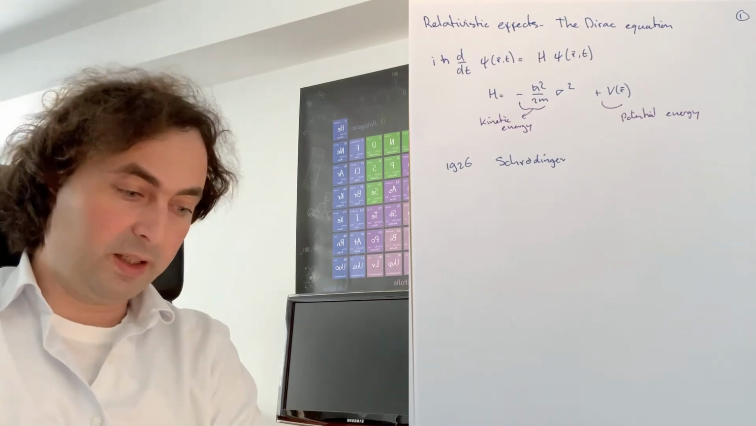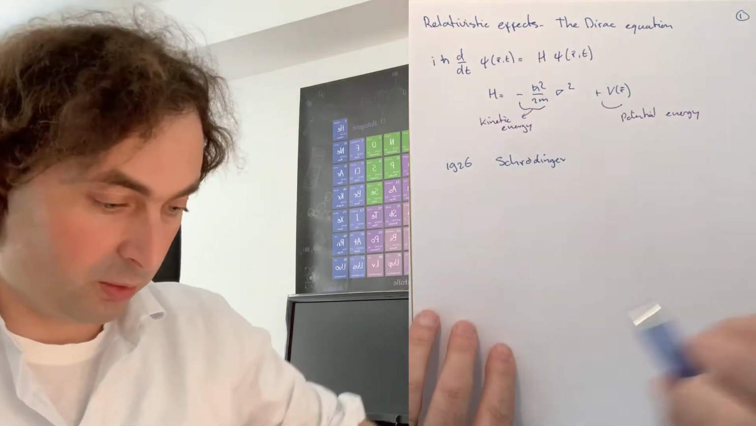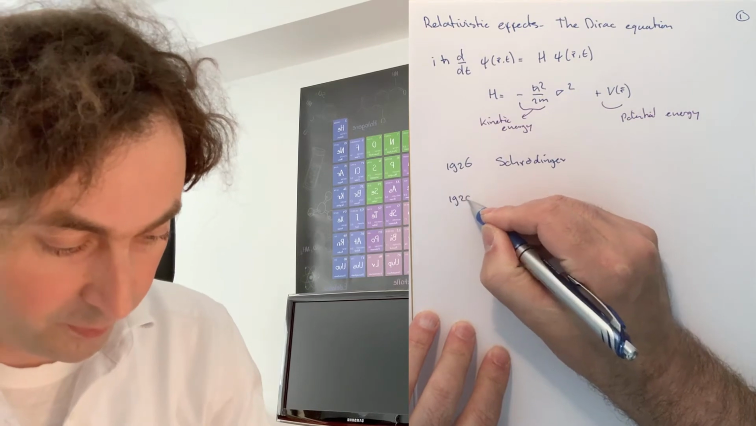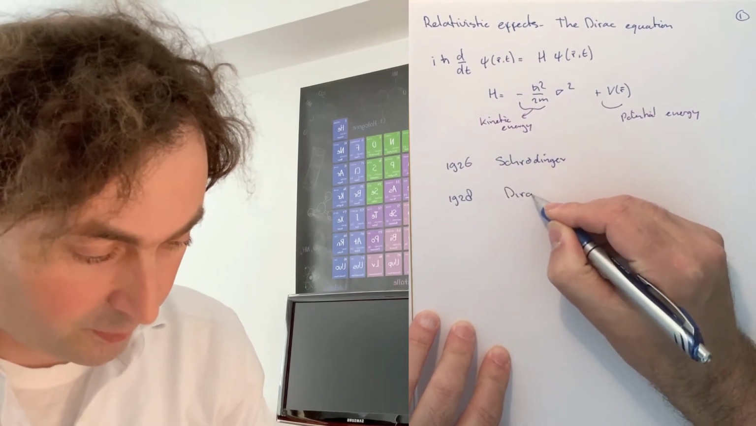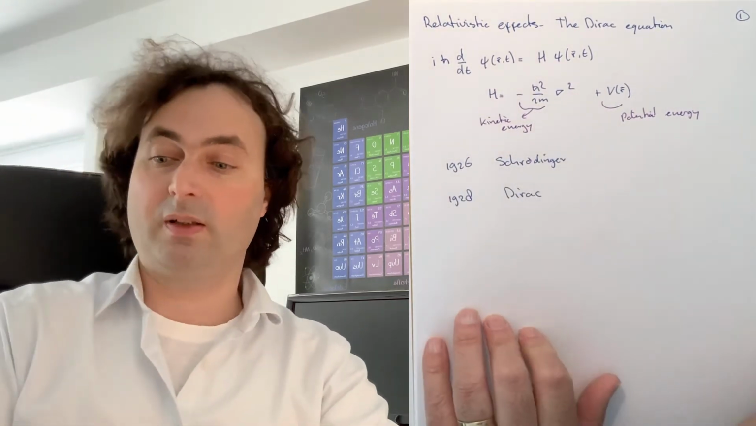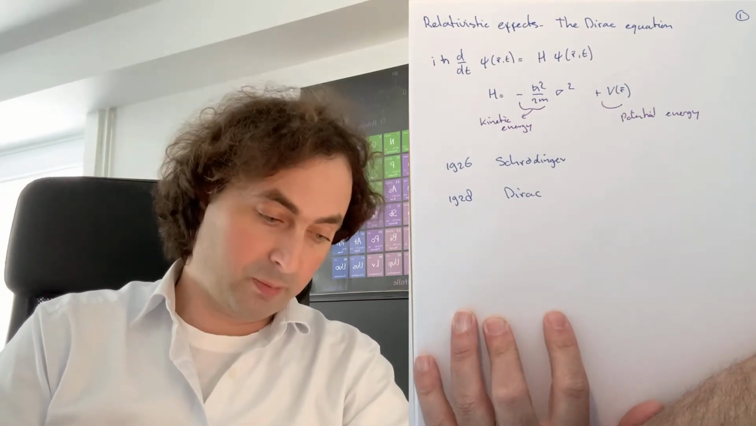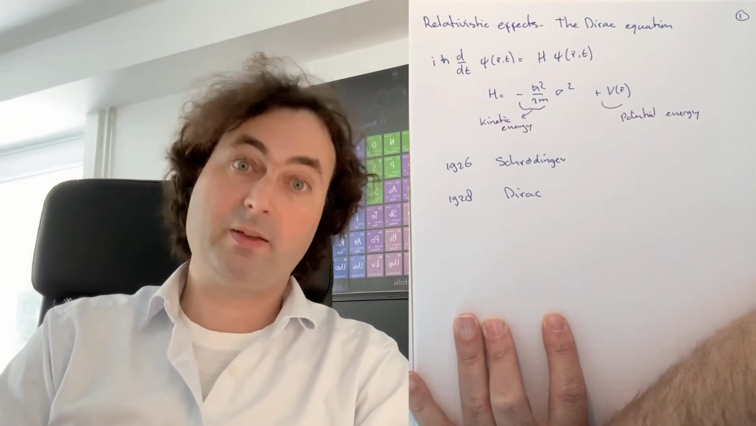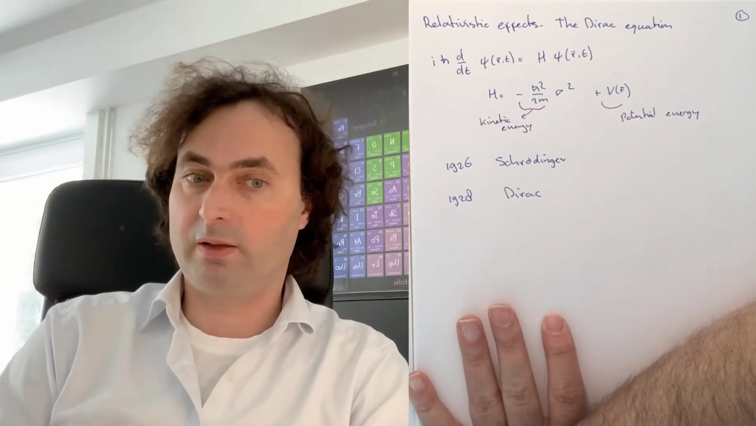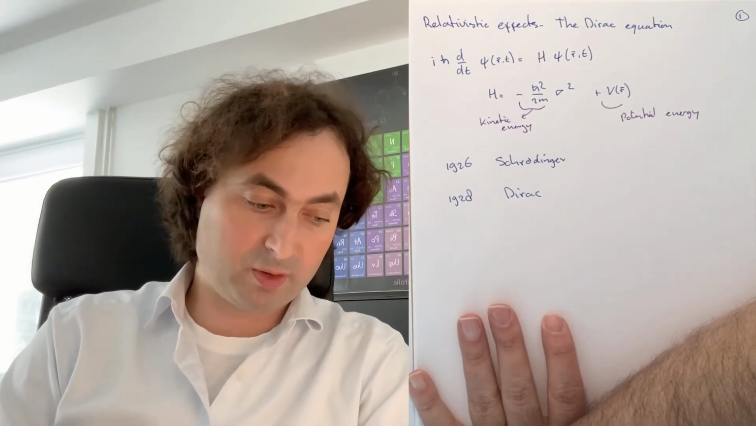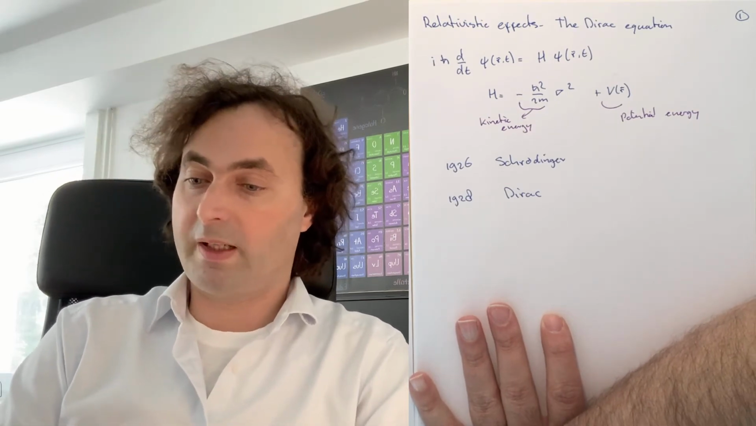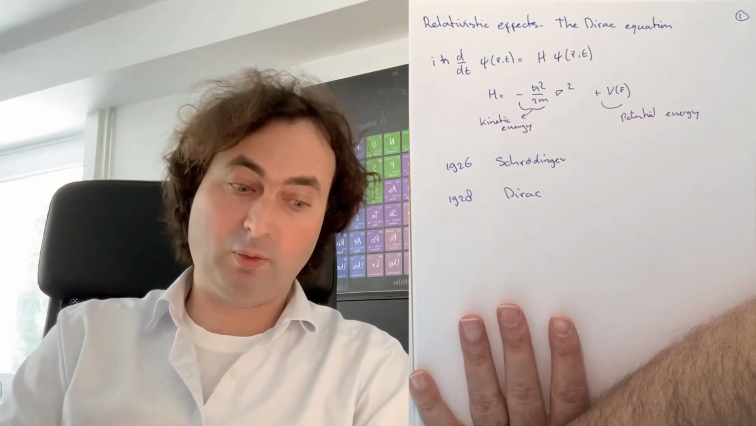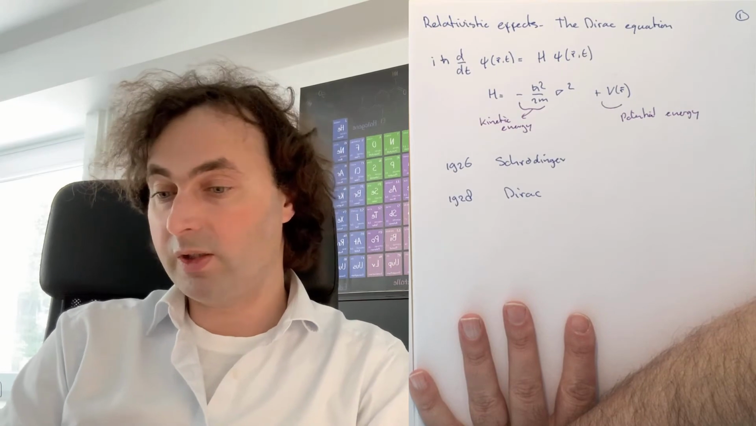In 1928, so within 2 years, Dirac then proposed a relativistic equation, and also that was an immediate success and immediately accepted, because he was able to explain a few discrepancies that we have in the Schrödinger equation.